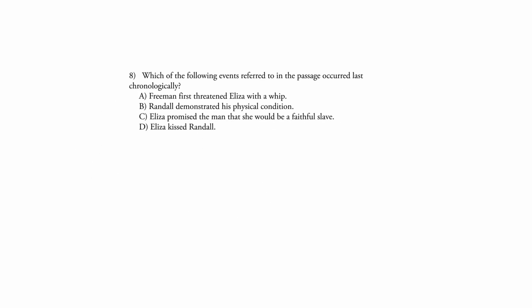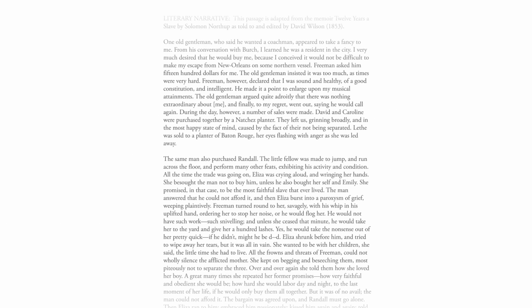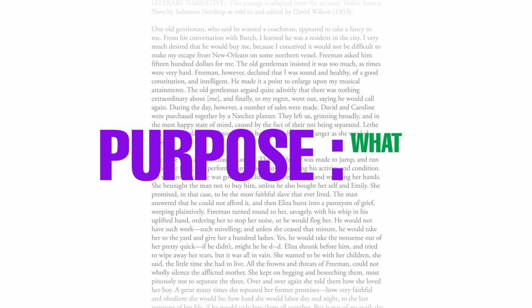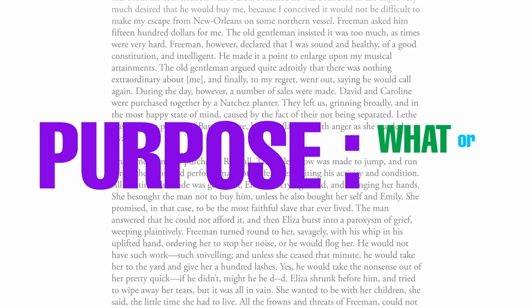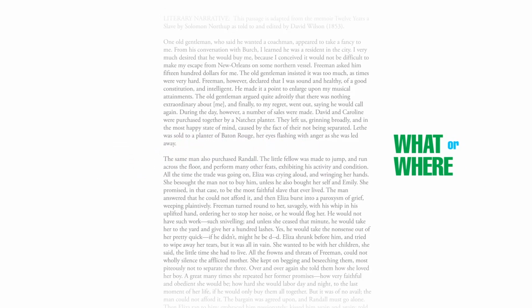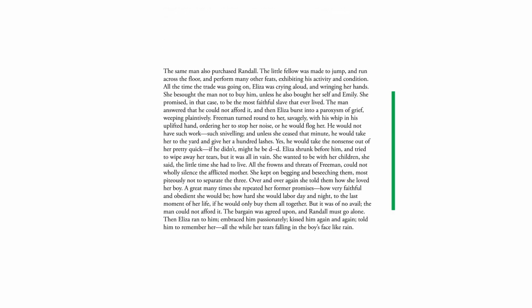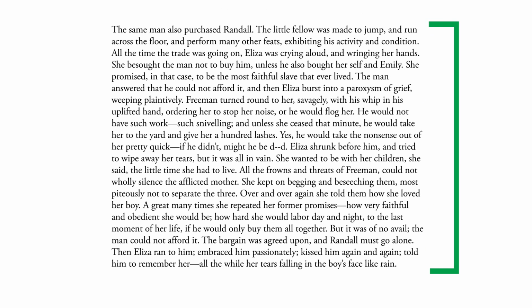The key is that you have to return to the passage with a purpose. What is it that you're looking for? Or, I'm not exactly sure what I'm looking for, but I know where in the passage I'm going to find it. So in this case, you probably know where to find the answer. It's the second paragraph that describes what is happening with Eliza. And since we want the last thing that happened, we're going to read the paragraph sort of backwards.